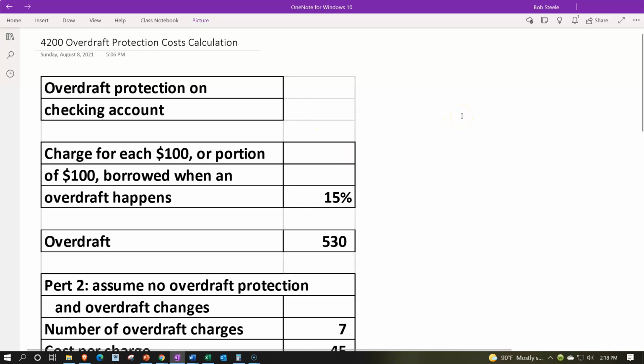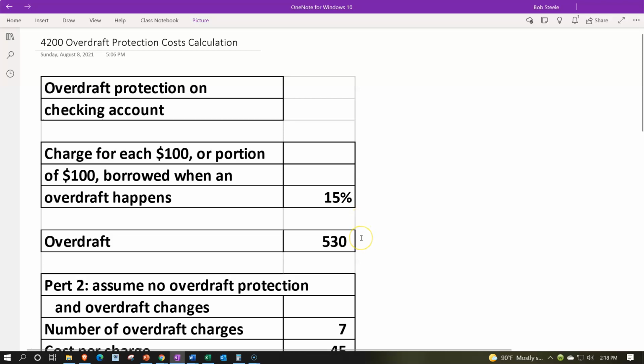Note that this could change from institution to institution, how they're going to implement their overdraft protection, but this is a general idea of it as we calculate it. So we're going to say we charge for each 100 or portion of 100 borrowed when an overdraft happens at 15%. So we're going to say that there's an overdraft of 530, meaning our account went over by 530. Now, notice what I'm not saying right now is how many transactions it took to go over the 530. We just know that the balance is 530 because that's how we're going to be charged on it.